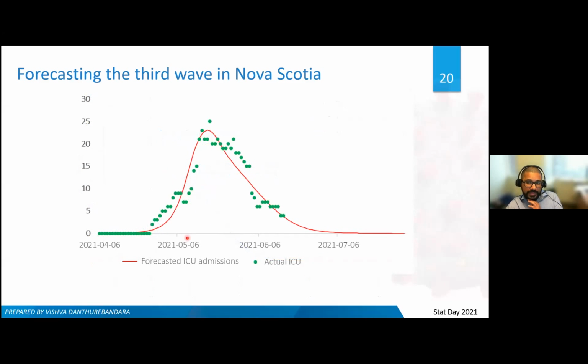Then we used the same model to estimate the ICU admissions. We are worried about our ICU system because it has very limited capacity, and the actual ICU admissions followed the forecasted trajectory pretty well.